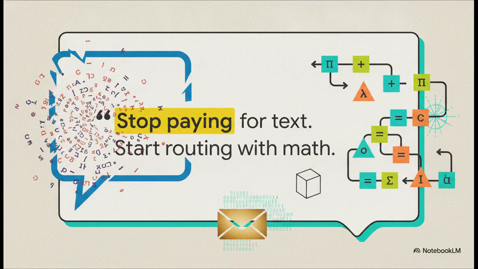Which brings us to my absolute favorite quote, and the central philosophy of this whole explainer. Stop routing with text, start routing with math. This brilliantly illustrates the paradigm shift we're about to explore. Instead of shipping whole paragraphs between agents, what if you could just ship a compact, auditable mathematical envelope instead?